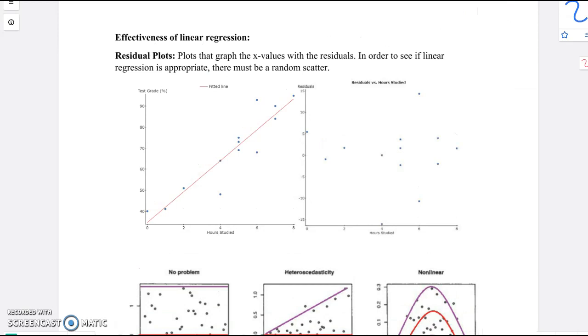If you want to go ahead and see the residual plot, here's our studied, still on the x value. Our test grade is my y value. The only thing we do in the residual plot is that the residuals are now plotted on the y value. Let's go ahead and say what this means. These are just our errors. An error of 0 means that the linear regression model was exact.